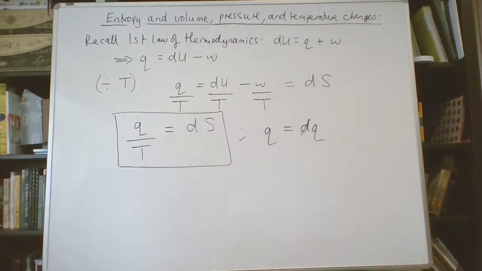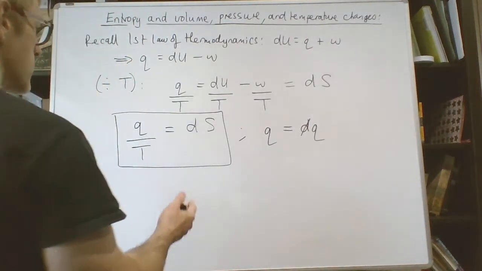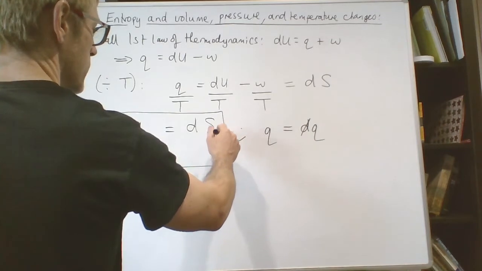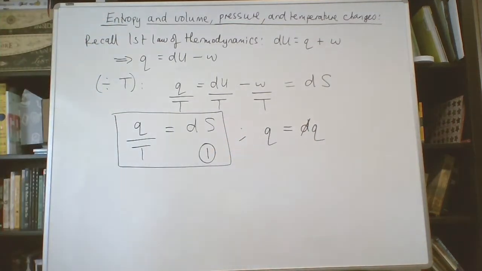Okay, so let's give this a number. Let's call it equation 1. So I'm going to call this equation 1. So Q, or dq over T, is dS. Let's call that equation 1.